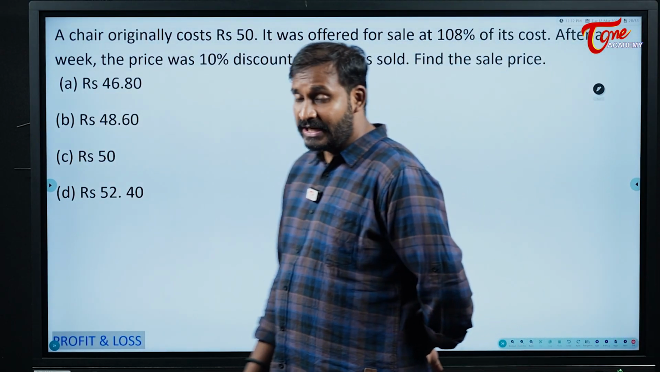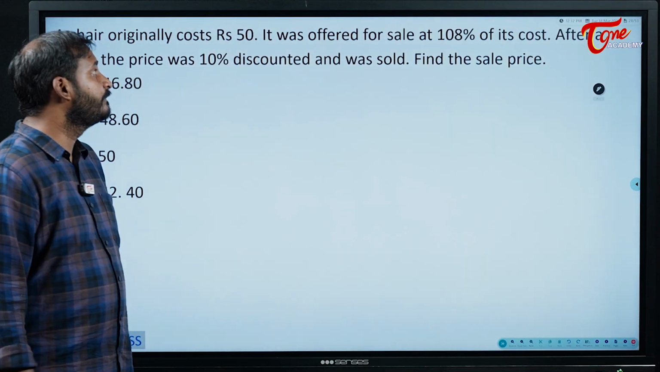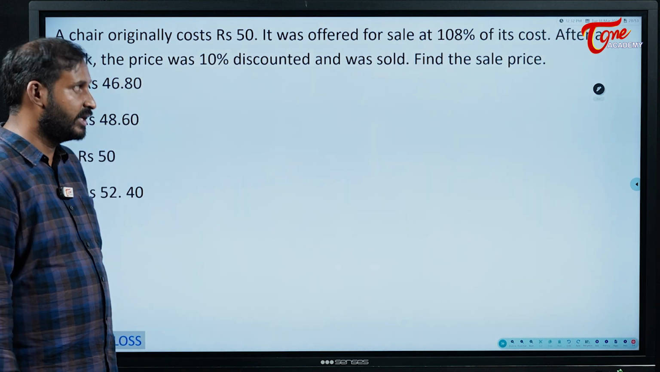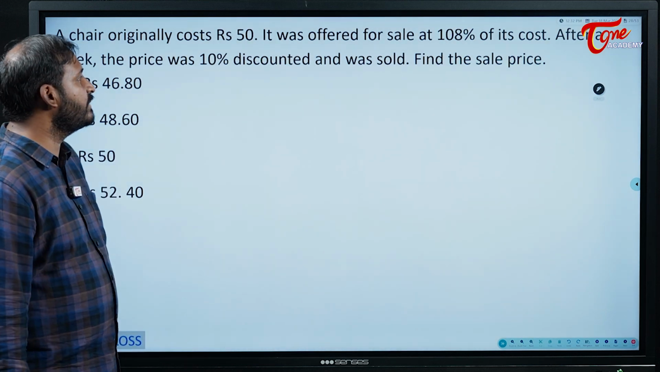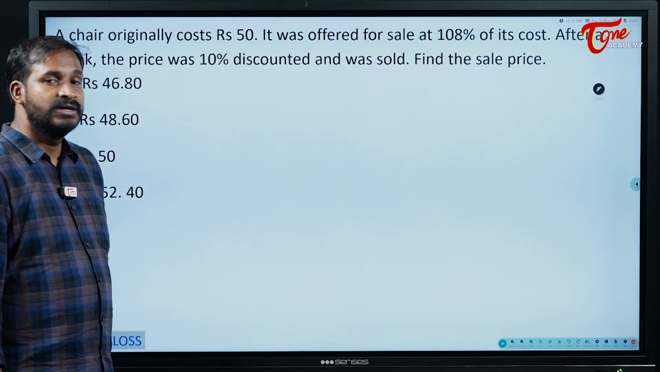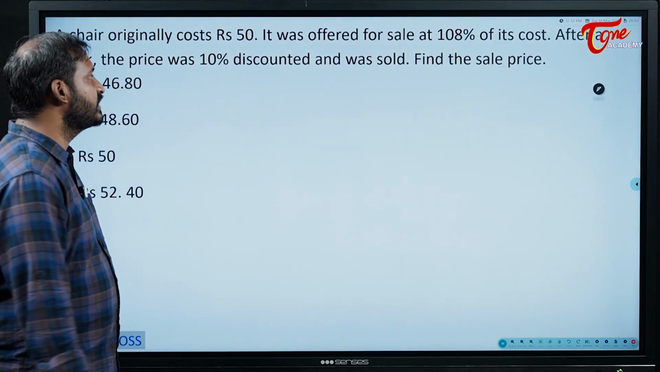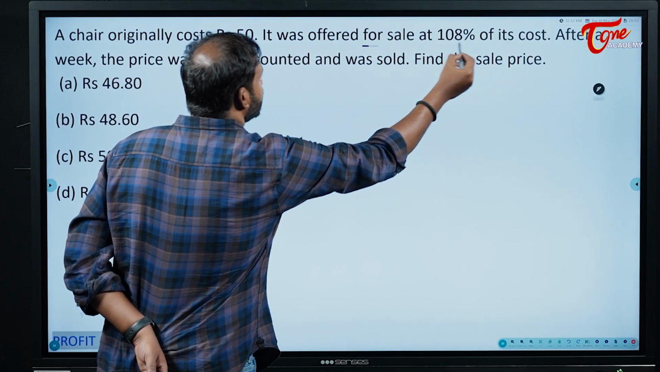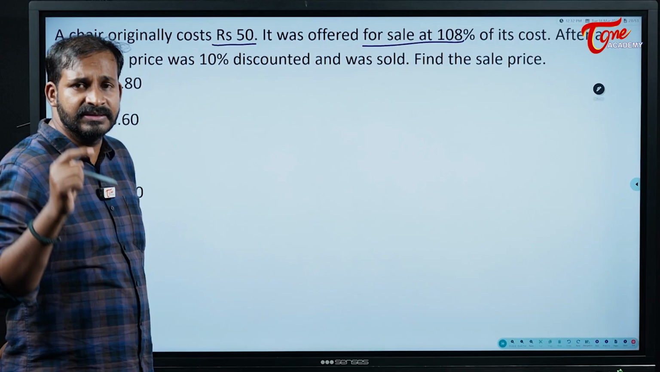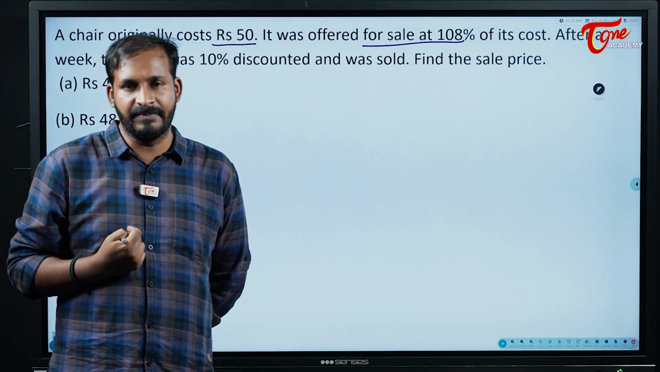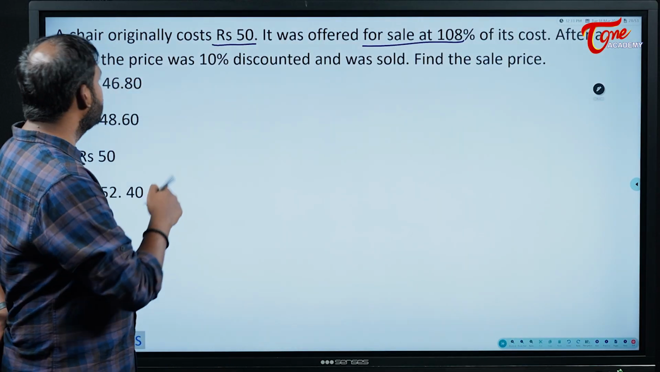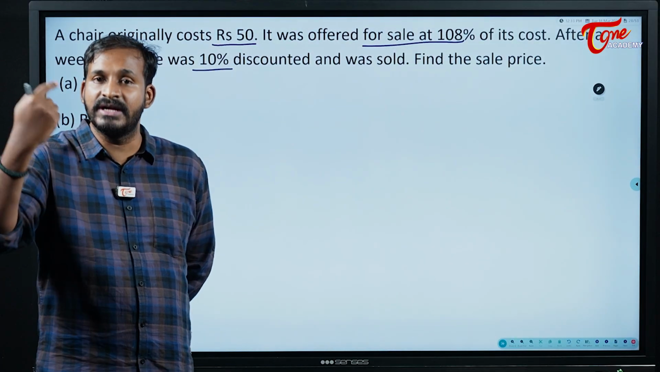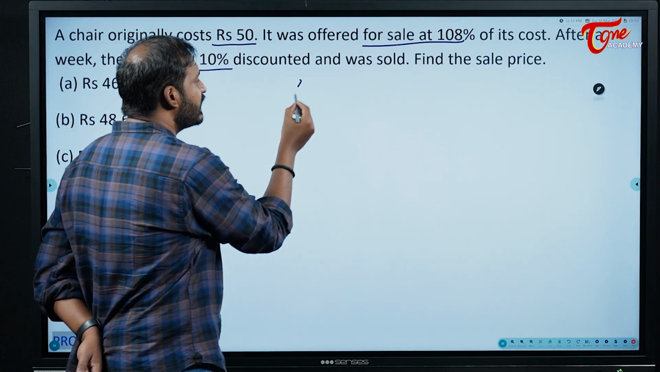Next one. A chair originally cost rupees 50. It was offered for sale at 108% of its cost. After a week, the price was 10% discounted and was sold. Find the sale price. Now see here, its price is 50 and it was offered to sell at 108% of its cost price. That means it is marked up by what percentage? 8%. And then after a week, they gave a discount of 10%. Marked up by 8% and then given a discount of 10%. So what is the final I can write here?